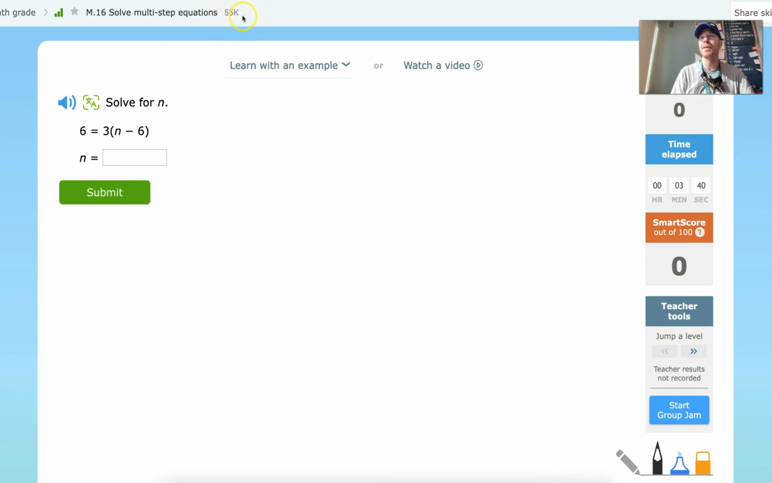It's 55K. If you want that 3-digit code, there is a link to watch a video here on IXL, so you can see their explanations how they solve these problems. But we're going to start here. This is one we do cover in class, this first equation. 6 equals 3 times n minus 6.